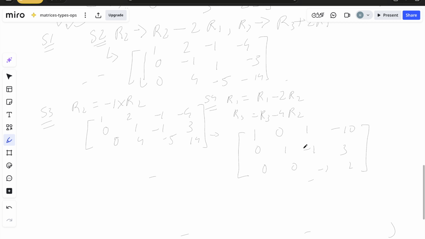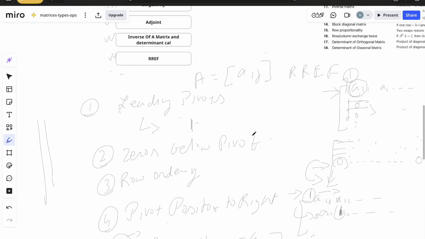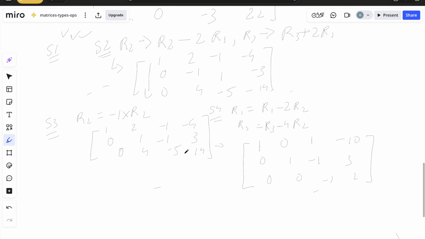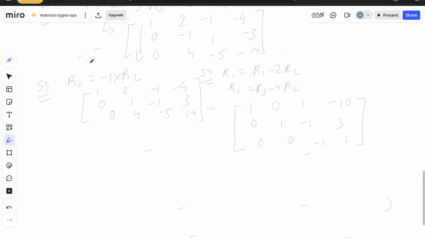So why did we do this transformation? You can now observe that in the second step we have 0 below the pivot, right? So we recognize that this is the leading element for row 2. Then below this and above this there should be 0 elements. So for this we perform this transformation. You can see here below and above there are 0 elements, right?